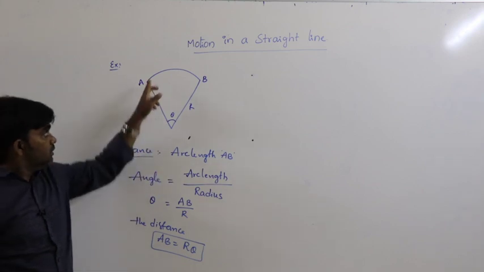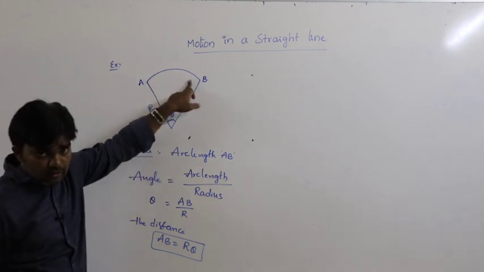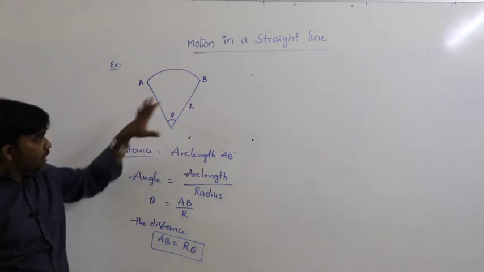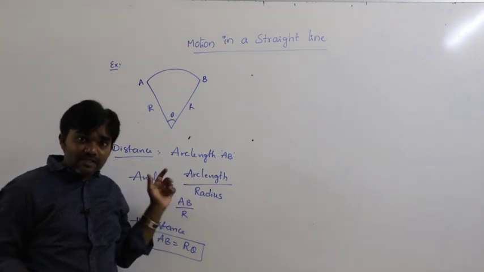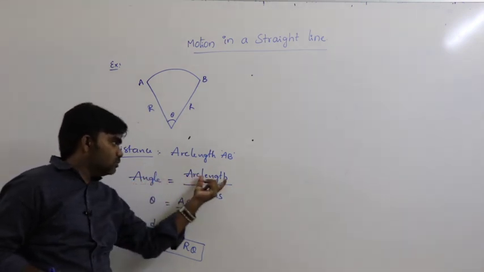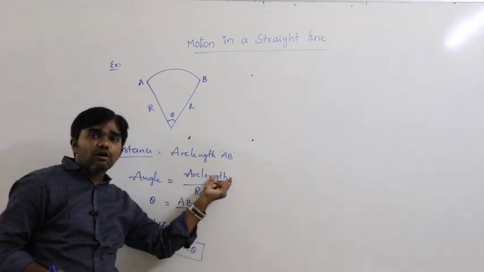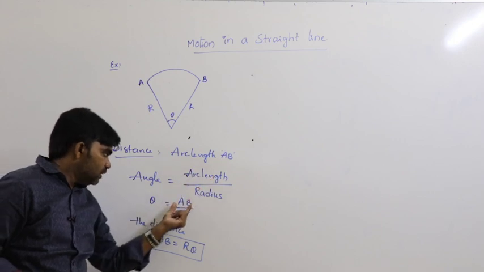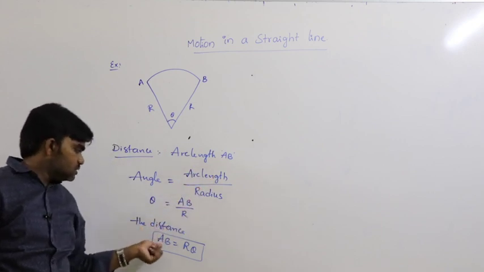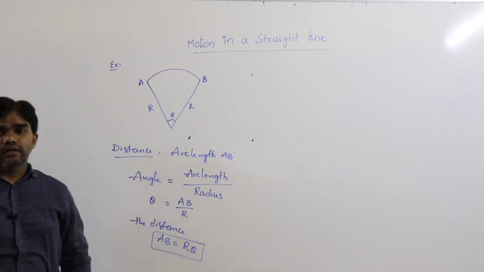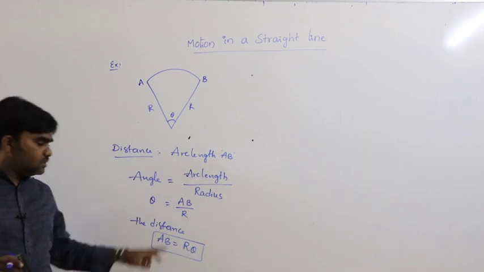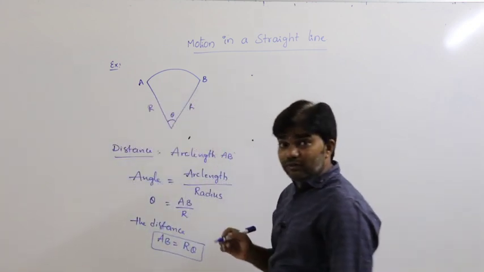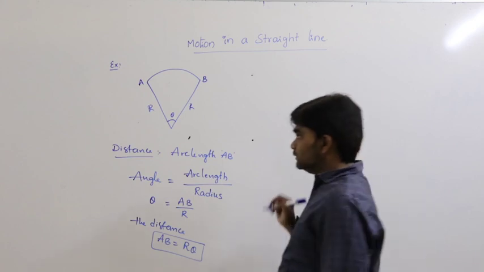Here the concept is that this is the arc length, which is nothing but the distance. How can we calculate distance? It is the total path. According to the sector angle formula, angle is equal to arc length by radius, so theta is AB divided by r. So the distance AB can be written as r theta. That is, arc length is nothing but r theta. Now, how can we calculate the displacement here? That is important.